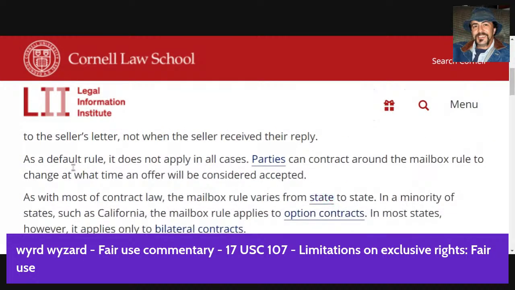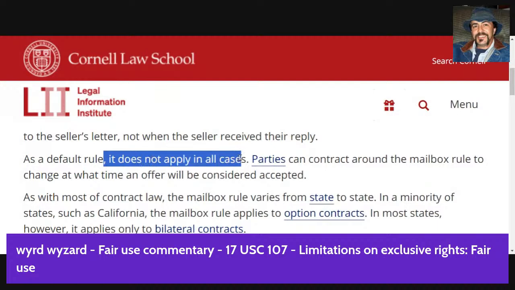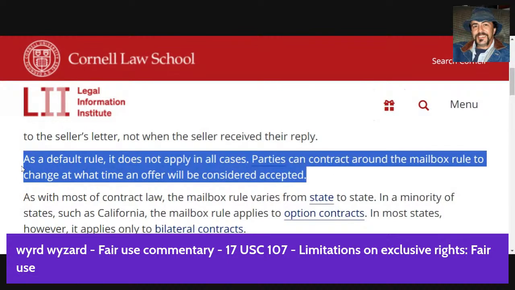As a default rule, it does not apply in all cases. Parties can contract around the mailbox rule to change at what time an offer will be considered accepted. And in this case, I'd like to see a financial statement before I accept any offer, Andrea Dreyer. You know, the handwritten statement of intent. Because if you think you're going to get away with posting a bond for $350 with no financial statement of intent, I will create one for $3.5 million.